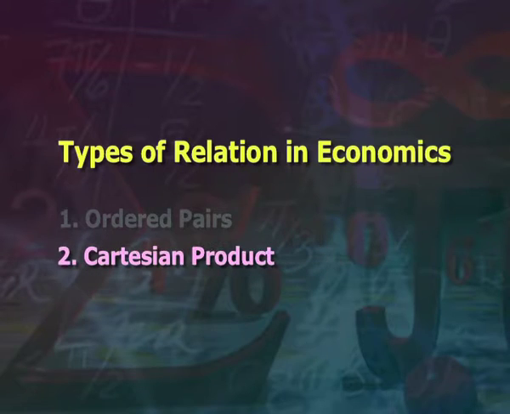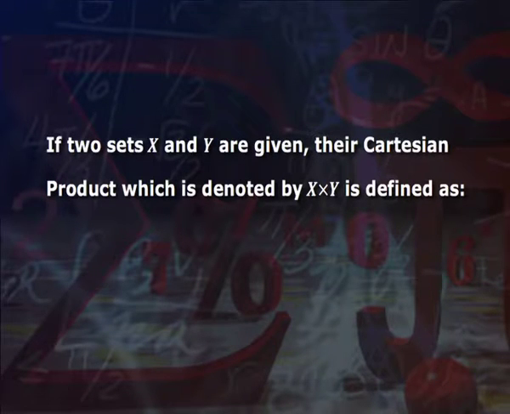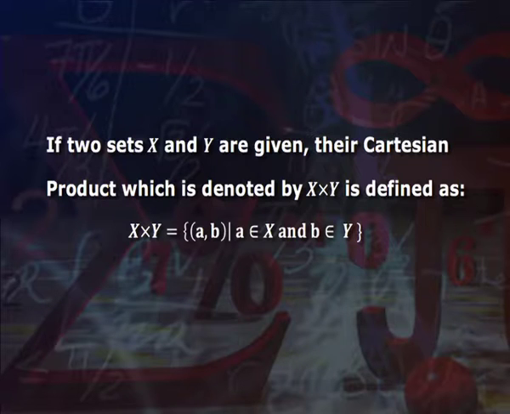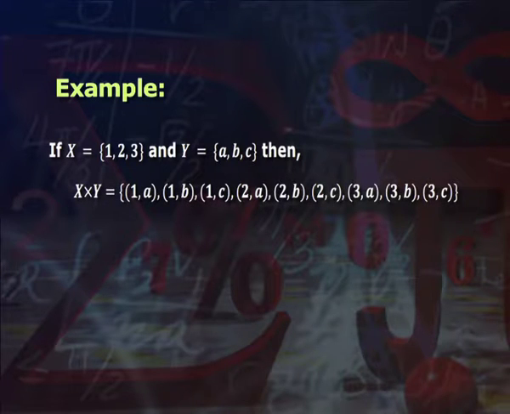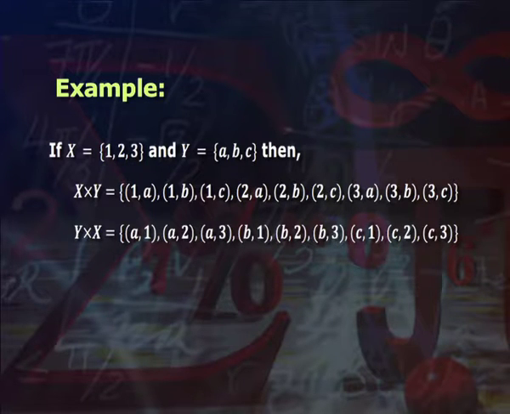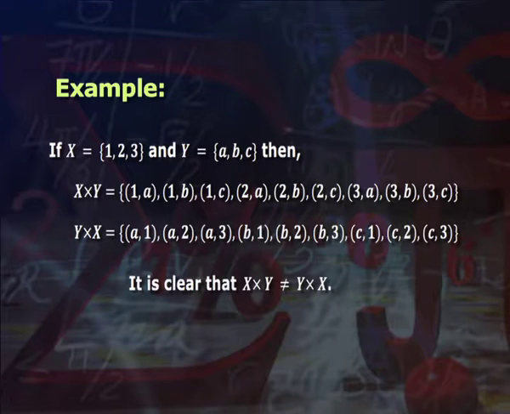Cartesian product. If two sets X and Y are given, their Cartesian product, which is denoted by X cross Y, is defined as X cross Y equal to the set of ordered pairs (a, b), a is in X and b is in Y. Example, if X is equal to {1, 2, 3} and Y is equal to {a, b, c}, then X cross Y will be (1,a), (1,b), (1,c), (2,a), (2,b), (2,c), (3,a), (3,b), (3,c). Y cross X will be (a,1), (a,2), (a,3), (b,1), (b,2), (b,3), (c,1), (c,2), (c,3). It is clear that X cross Y is not equal to Y cross X.